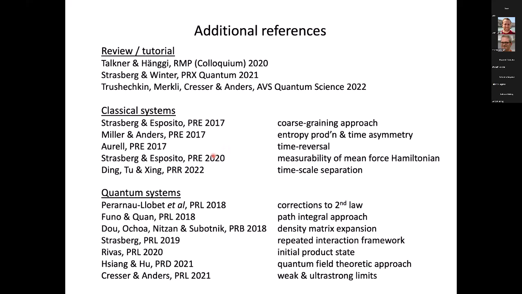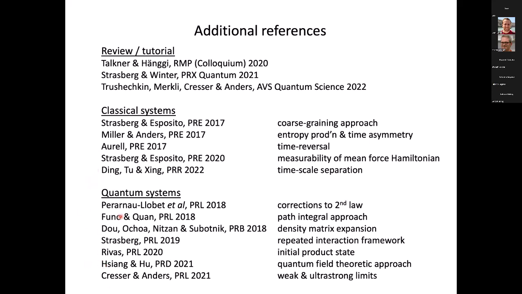Strasberg and Esposito in this paper in 2020 addressed the question of whether the mean force Hamiltonian is a measurable quantity. And I think this was in direct response to some of the criticisms in the paper by Talkner and Hänggi. And much more recently, and I haven't really absorbed this paper yet, there's been a paper by Ding, Tu and Xing on timescale separation. So they show that a lot of the structure comes out very naturally if one assumes a separation of timescales. In everything that I presented, we don't need to assume that, but they show that if you do assume that separation of timescales, things follow in a very natural way.